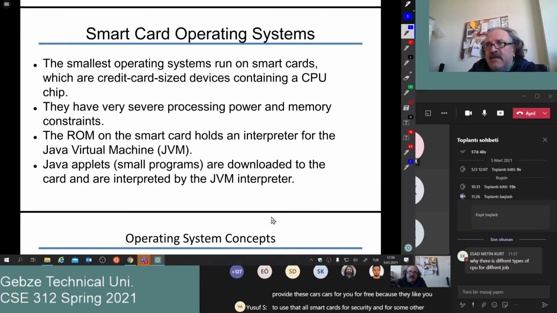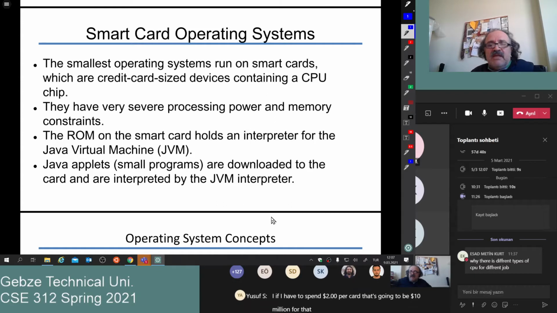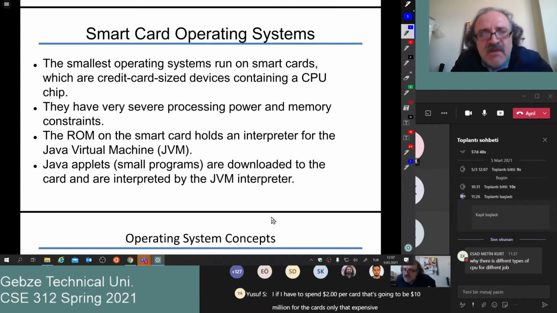So I cannot put a $2 computer on it. That would be too expensive. The computer on a smart card should be less than 30 cents. Otherwise, if I am a bank and I have 5 million customers, and I have to spend $2 per card, that's going to be $10 million for the cards only. That's expensive. So it has to be cheap.